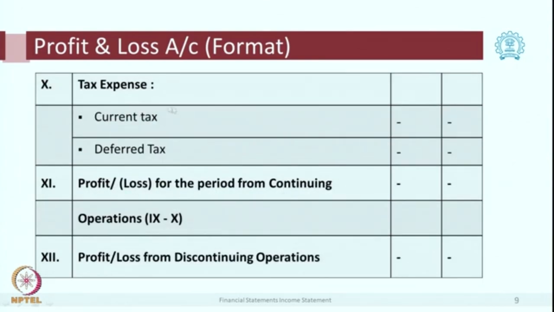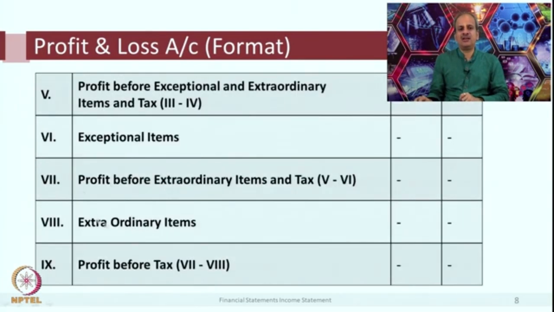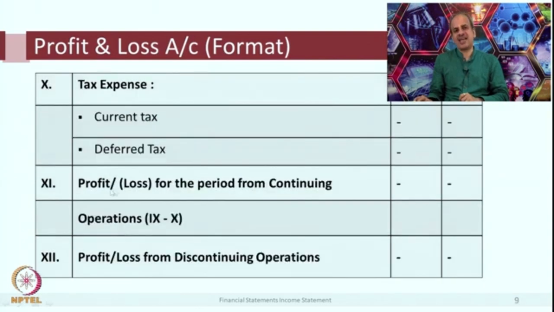Now, from that you are deducting 2 types of taxes. Both are income tax only, but under the provision of income tax, certain taxes are allowed to be deferred. That means you can pay them after 2 years, 3 years, 4 years, etc. Most of the taxes you have to pay now, they are called current taxes. If you are allowed to defer the amount of tax, it will be called a deferred tax. So, from 9, this is profit before tax, you will deduct the tax expense, then you will get 11. Now, this is a profit from your normal business. So, it is a profit for the period from continuing operations.